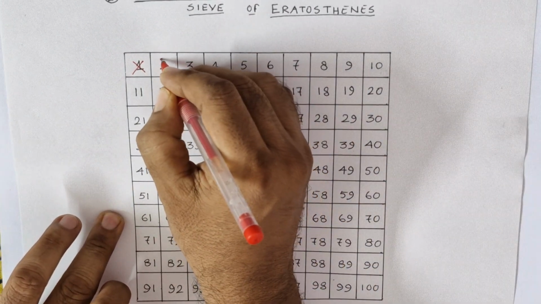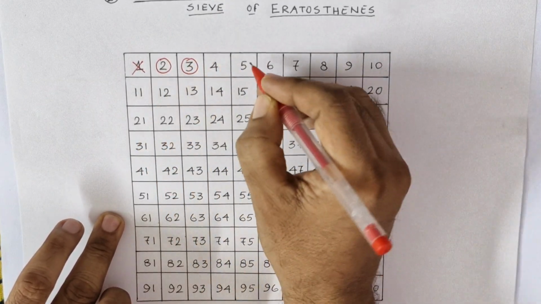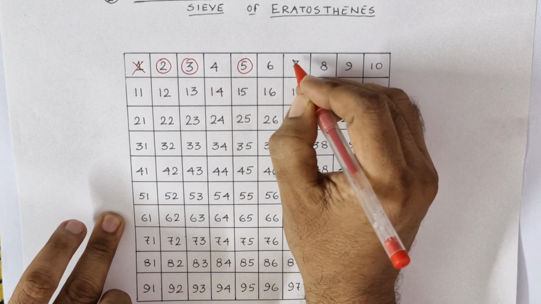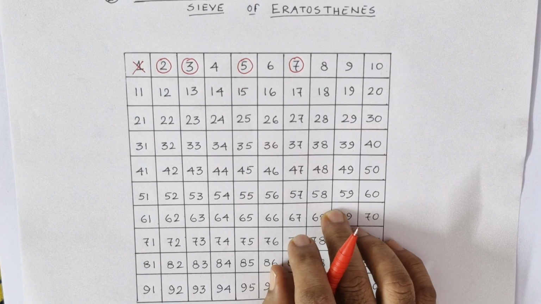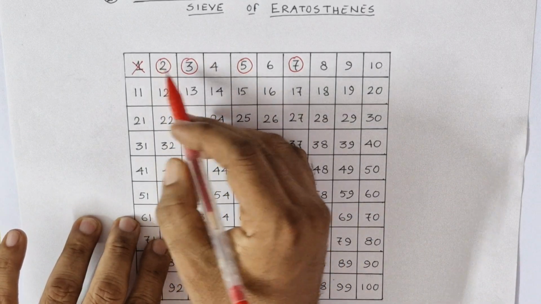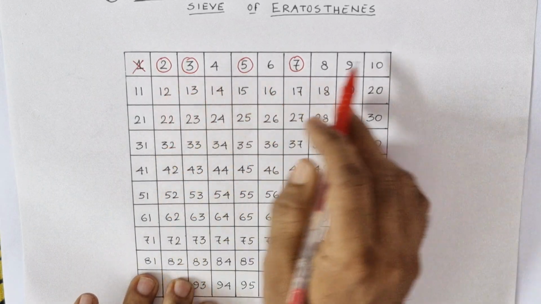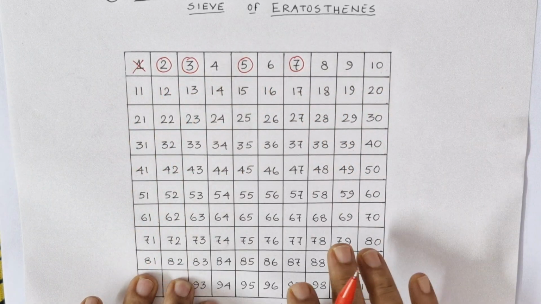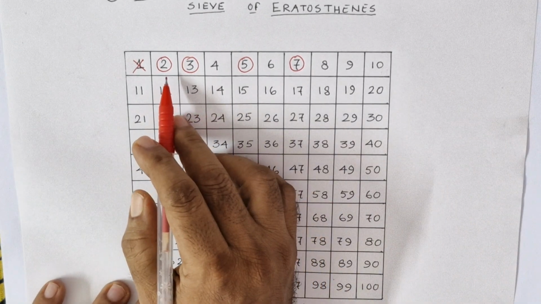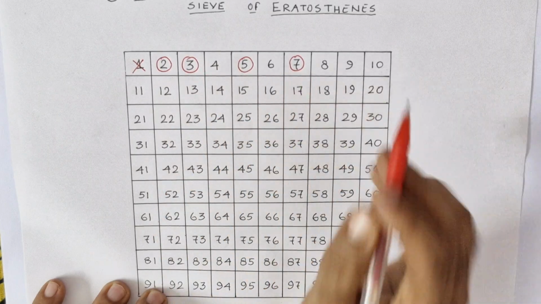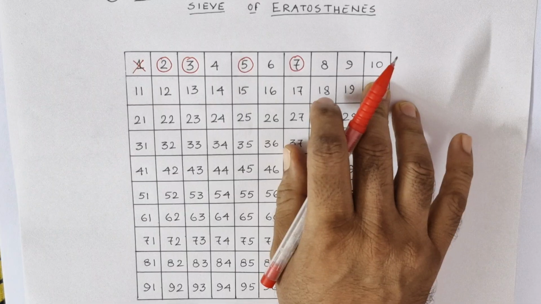Next, you need to circle out the prime numbers. So 2, 3, 5, 7. So what we have done is circled out the prime numbers in the first row. We have crossed out 1 because that is not a prime number, and in the first row, we have circled out the basic prime numbers that we know of.